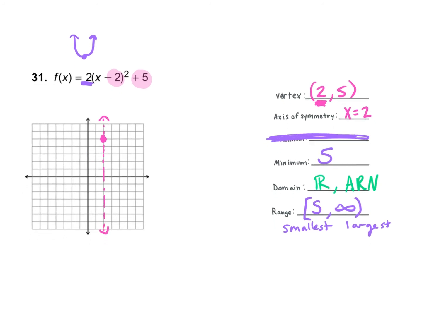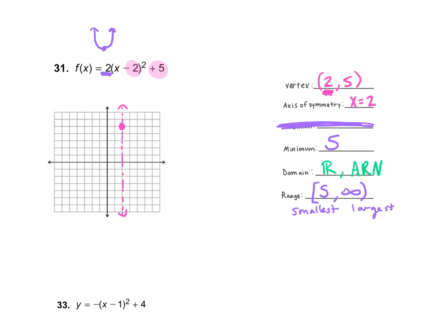And then, how can I find another point? Plug in 1, you said? Perfect. I want to plug in something close to my axis of symmetry, and my axis of symmetry is 2, so 1 would be great. So I'm going to plug in 1 into my x in my equation here. So I have 2 times 1 minus 2 squared plus 5.